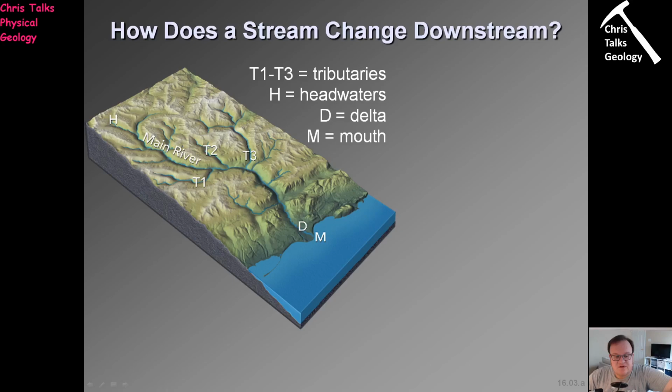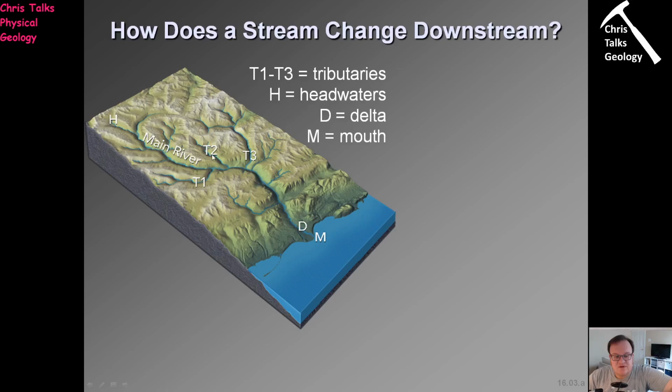Okay, so the next thing to think about then is how does our stream actually change downstream? So as our river comes from its head, all the way up here where the river starts, to its mouth down here where it ends, how does our river change? Now what you can see here is we've selected certain parts of the river and we're going to look at what's happening to them downstream.